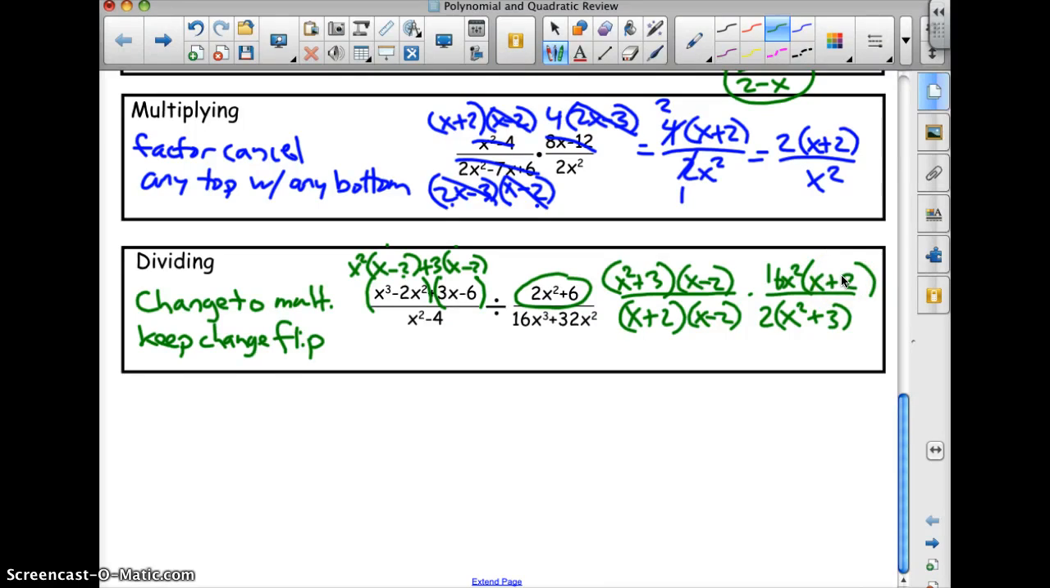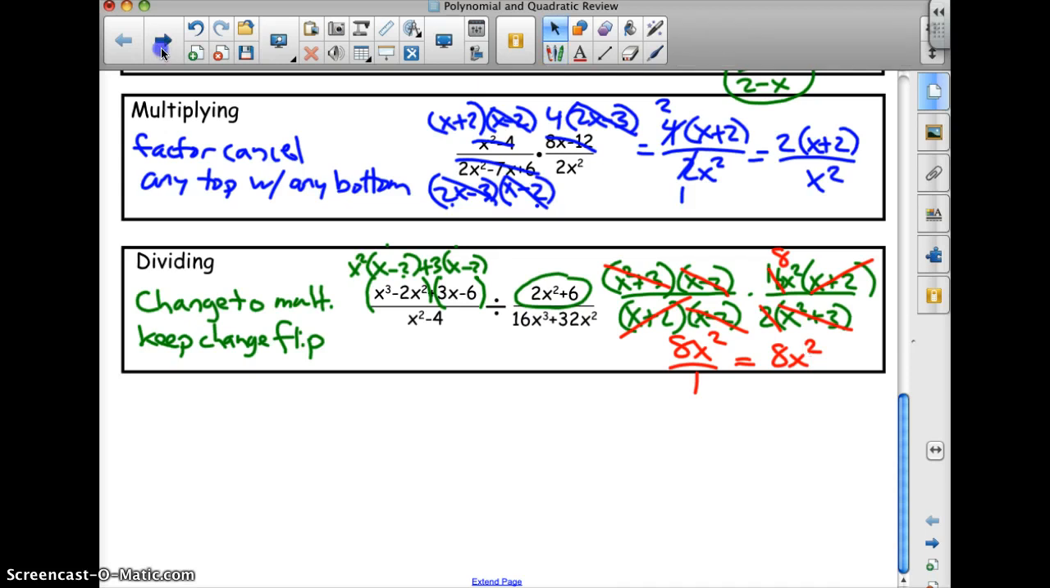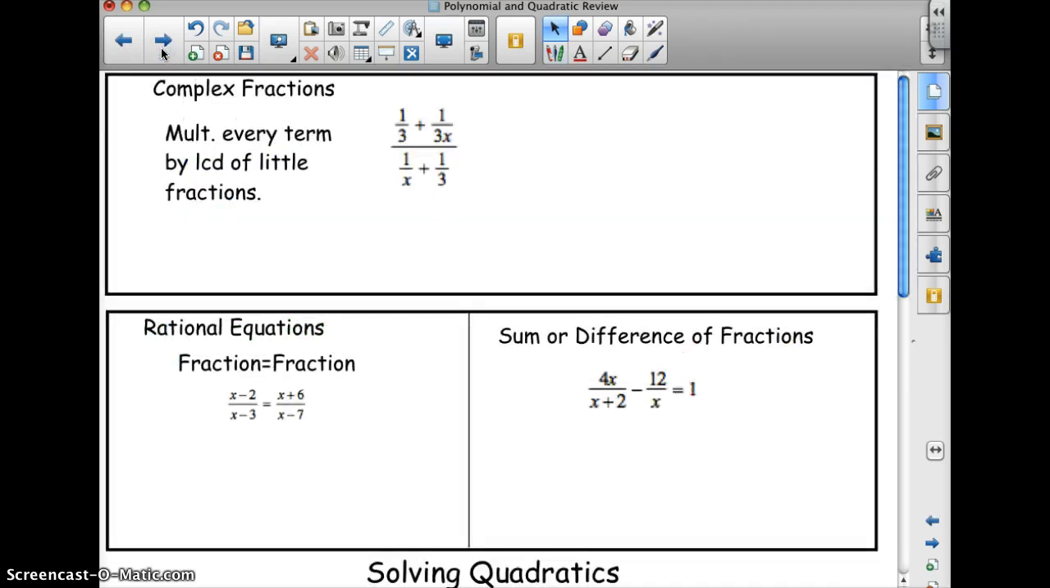Okay, very good. And then my favorite part, this is the rewarding part. We did all that work, and now look at all the things that we can cancel. I love when a ton of things cancel. It's just very satisfying to me. So all I'm left with is really in the numerator, 8x squared over 1. Now, if I want to do this simplified, I do need to divide that. 8x squared divided by 1 is just going to be 8x squared. Okay.